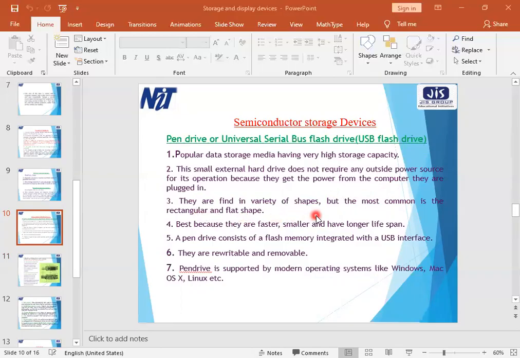They are found in a variety of shapes, but the most common are rectangular or flat surface. Why is it known as a pen drive? Because of its structure. Its structure is like a pen. That is why its name is pen drive. A pen drive consists of flash memory integrated with a USB interface, and it is also rewritable. You can delete some memory, you can write new data there. So data can be rewritten, and the pen drive is also removable.